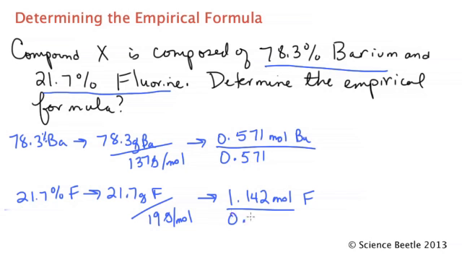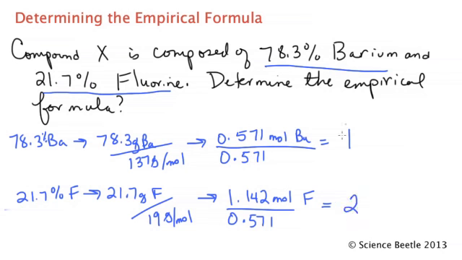So I'm going to take 1.142 and divide it by 0.571. In the top case, I get a number of 1. In the bottom case, if I take 1.142 and divide it by 0.571, let me just do that again, 1.142 divided by 0.571 gives me 2.